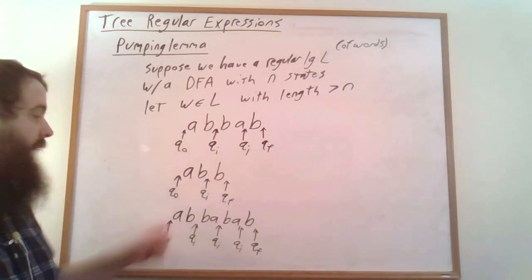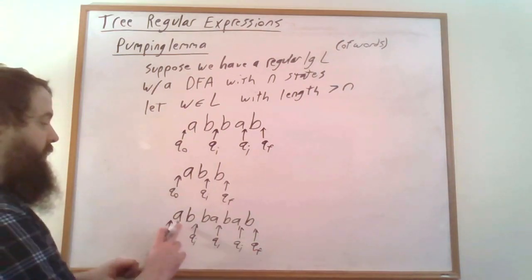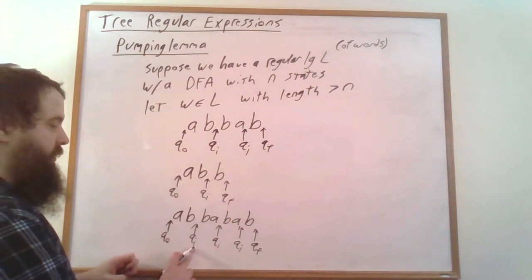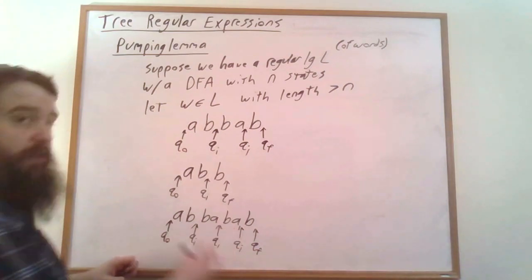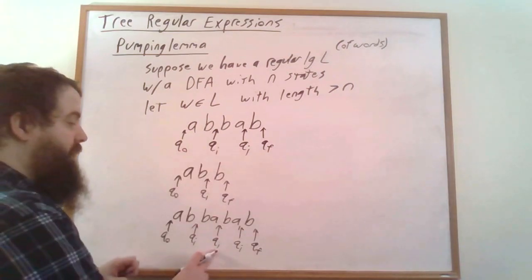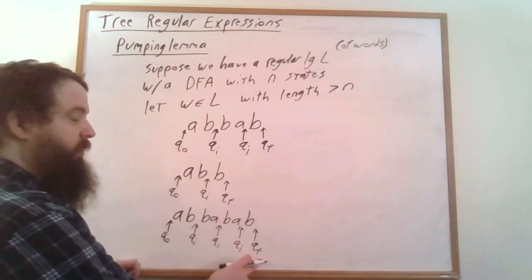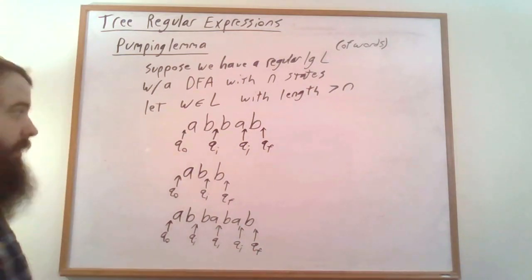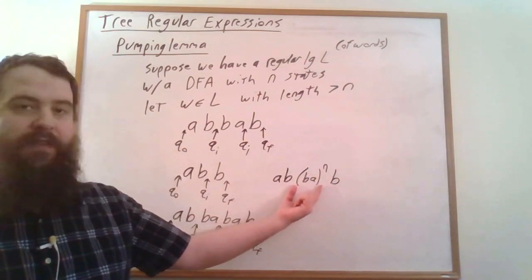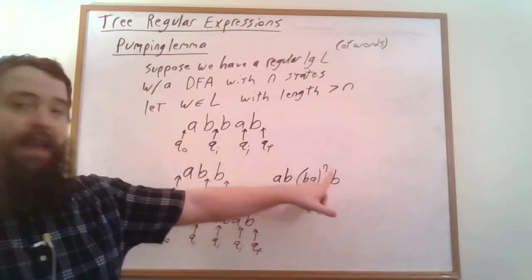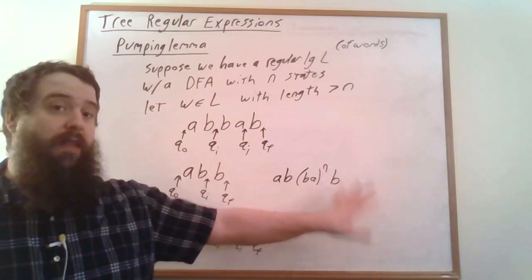We also know that the word AB, BA, BAB will be accepted, because we know that reading AB will take us from the start state to state QI, reading BA will take us from QI to QI, reading BA will just go around the loop again, taking us from state QI to QI, and then reading this last B will take us from state QI to a final state. And in general, the word AB followed by n copies of BA followed by B, for any non-negative integer n, is going to wind up having to be in the language.